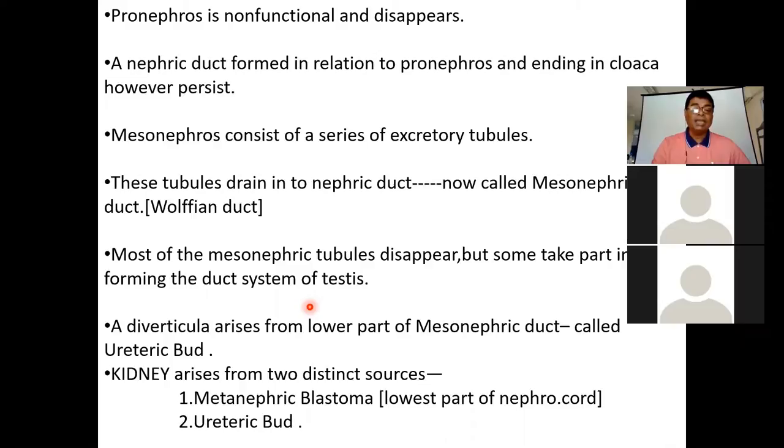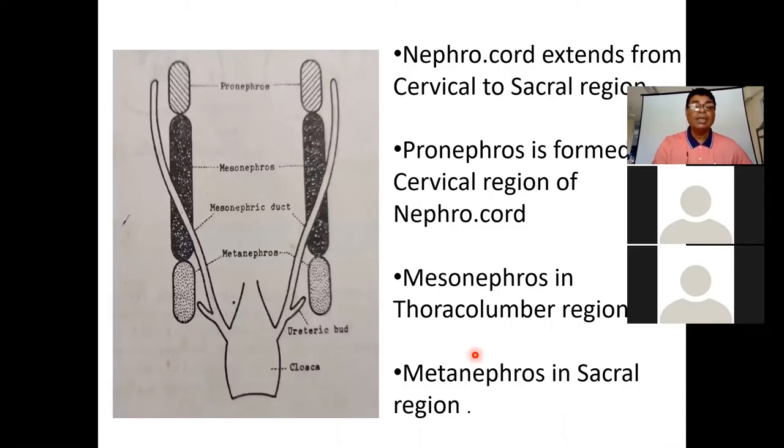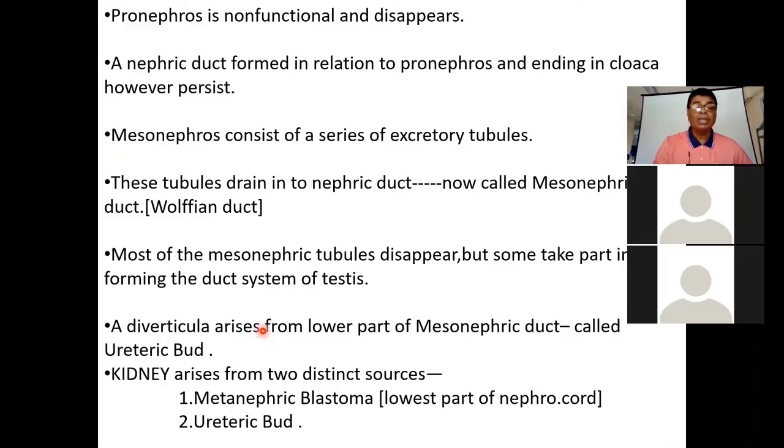Right? Then a diverticulum arises from the lower part of the mesonephric duct. Here you see, this is the mesonephric duct. From the lower part of the mesonephric duct, a diverticulum arises, and this diverticulum is known as the ureteric bud, right?